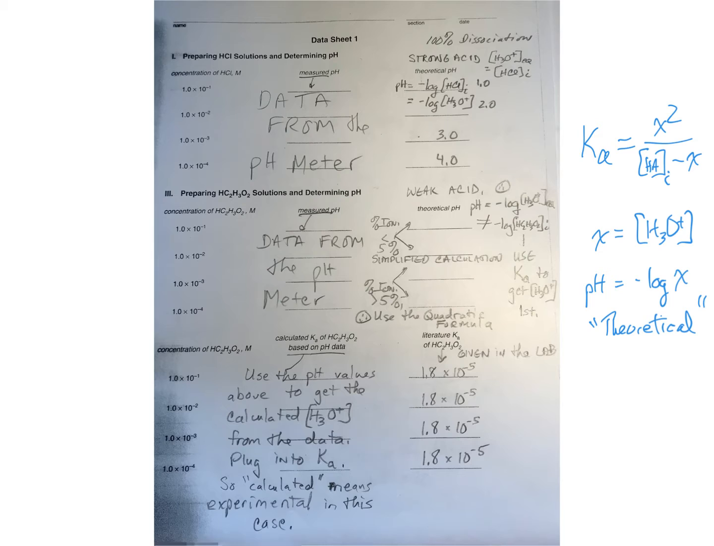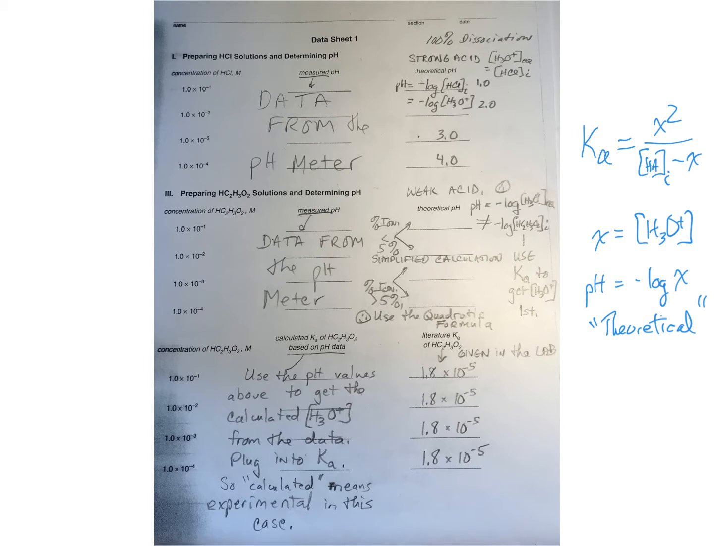So the first data sheet has the data from the pH meter. So this is for our four HCl concentrations. These are for the four acetic acid concentrations. And this is measured clearly means data from the pH meter. Now, theoretical pH means what would the pH be theoretically from these given calculations over here. So this column, these calculations are all theoretical, and we calculate them from these initial concentrations.